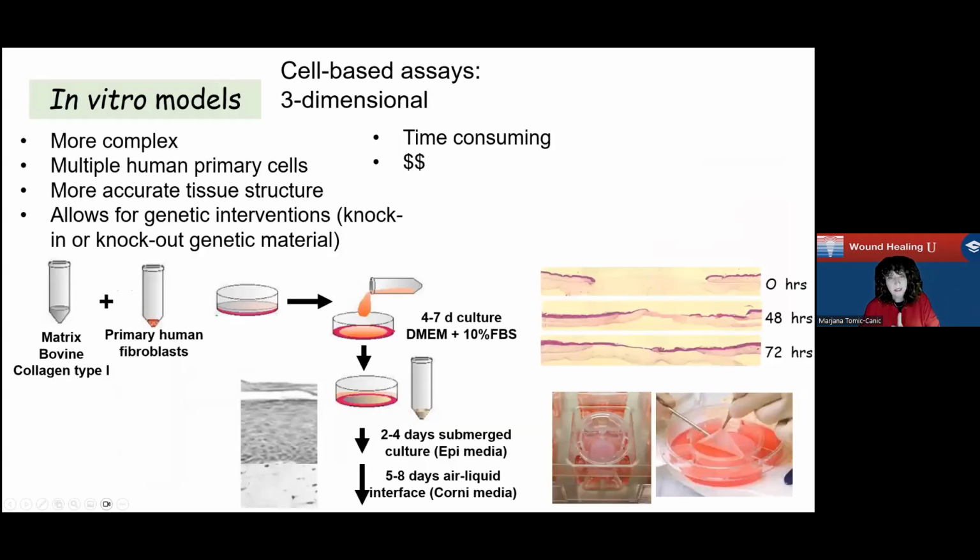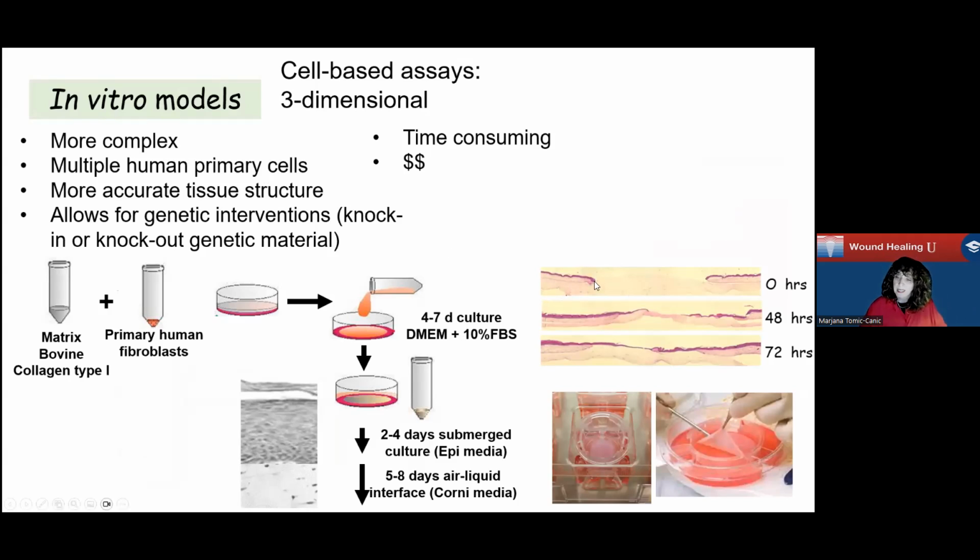Now we are going into more complex assays. This is a 3-dimensional assay, again, considered an in vitro model, but now these primary cells that we isolate either from patients or from healthy human skin can now be replicated, and skin is a wonderful organ that can be reconstituted in 3-dimensional as a 3-dimensional organ.